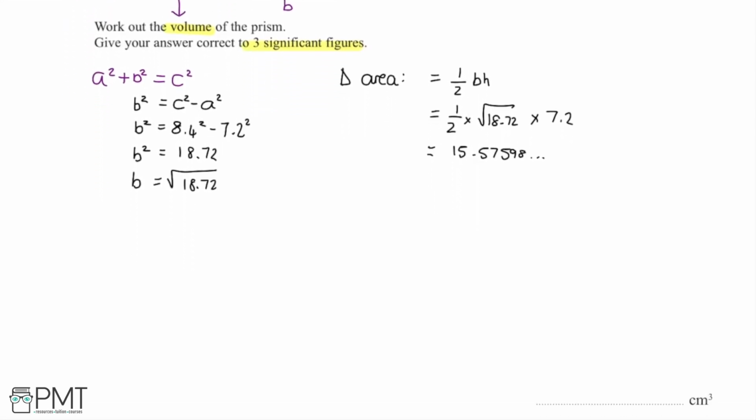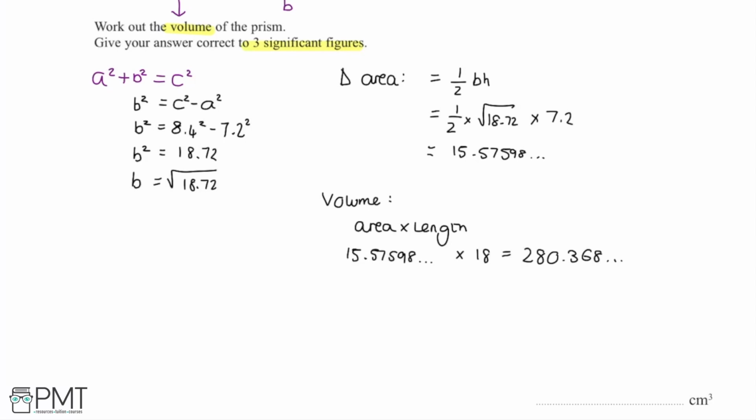So now I have the area of the triangle, and to find the volume of the prism, I'm going to just take the area and multiply this by the length of the prism. So I can take the 15.57598, probably using the exact value here that I already have in my calculator, and I multiply this by the 18 centimetres, which is the length of the prism, and this is going to give me an answer of 280.368, and then many more decimal places.